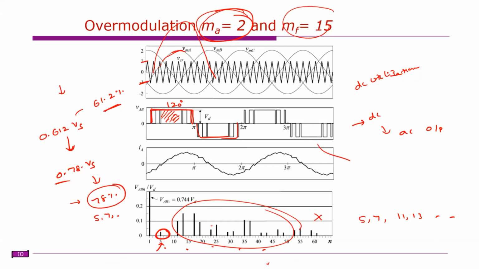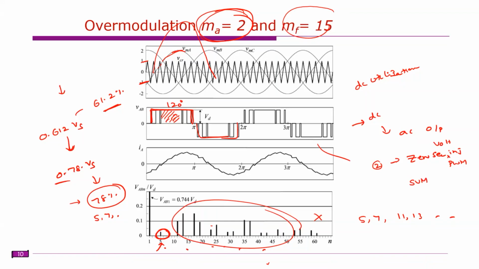there is another technique that we can use to boost the output voltage. There are two methods. One is zero sequence voltage injection PWM, and another one is space vector modulation.